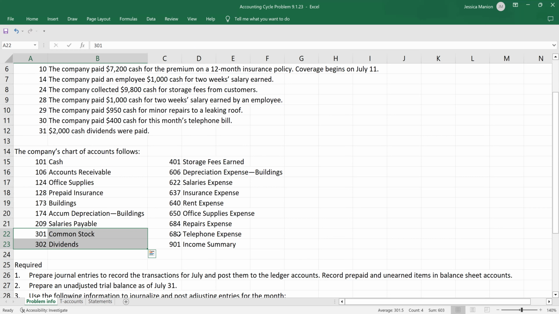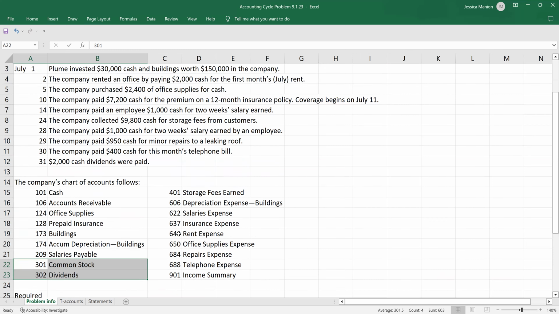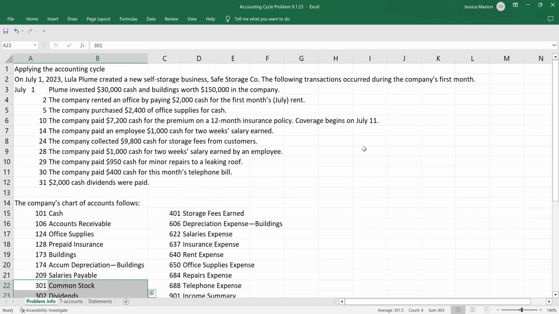Remember, in Principles of Accounting, when we were talking about a sole proprietorship or a partnership, we called it owner's equity, and we called dividends owner withdrawals or owner drawings. But in a corporation, those are common stock and dividends. So just keep that in mind, and we're going to see that as we go through this. Okay, let's get started on our journal entries.